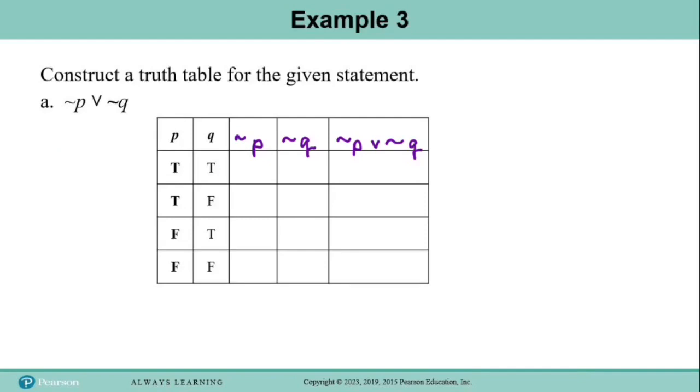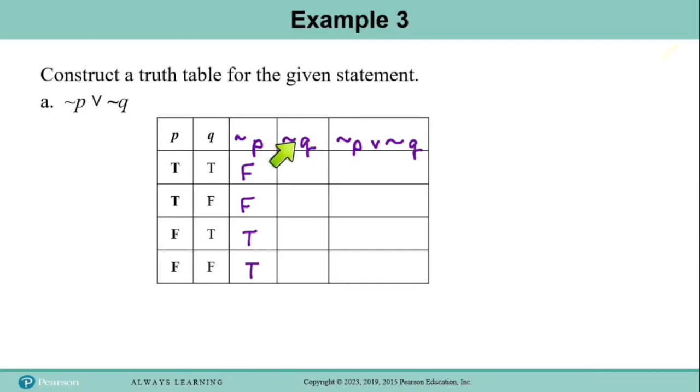Okay, now how do you think we're going to get the truth values for not P? Well, they are just the opposite of the truth values for statement P. So when P is true, not P is false. And when P is false, not P is true.